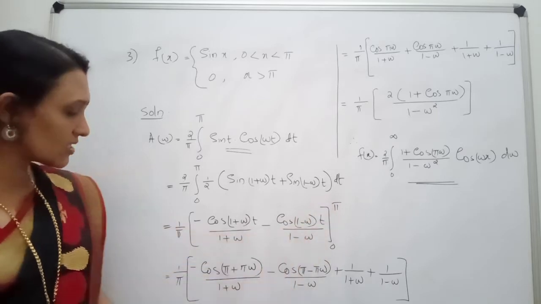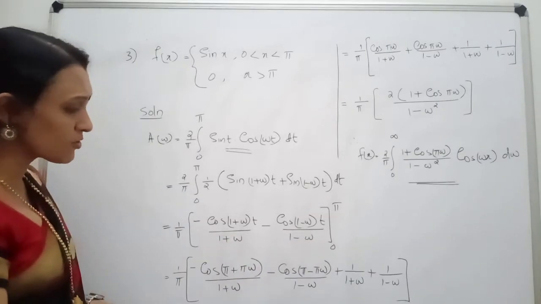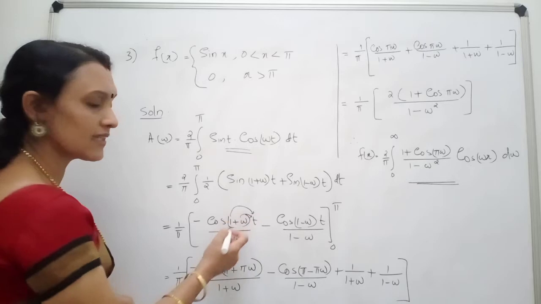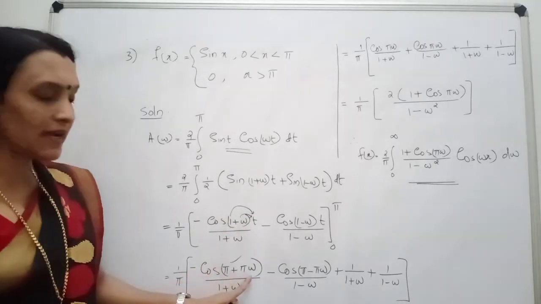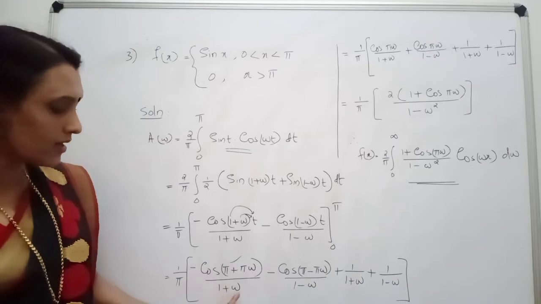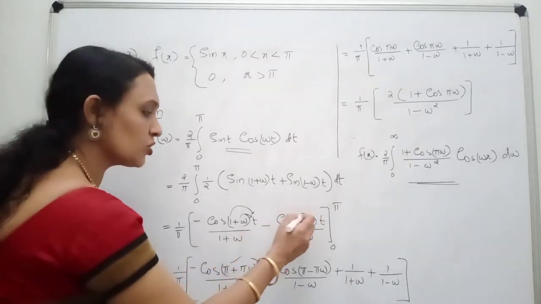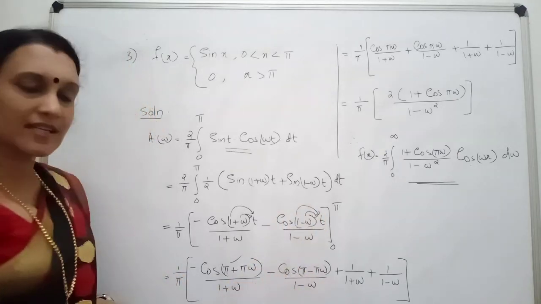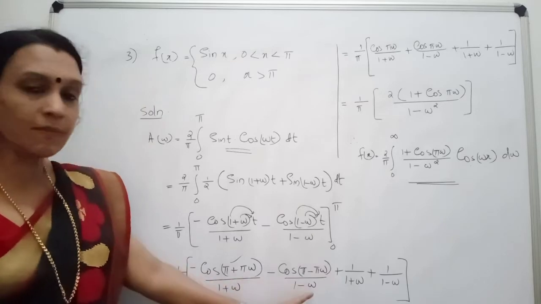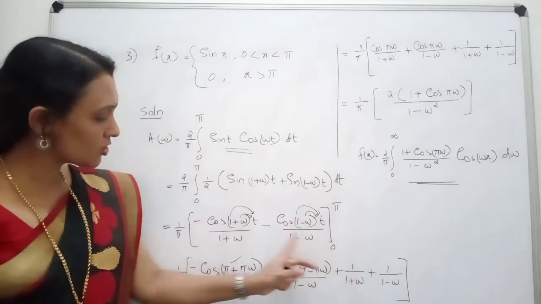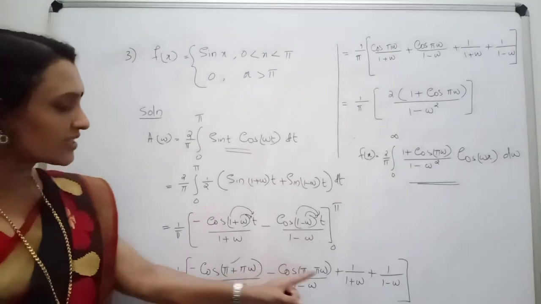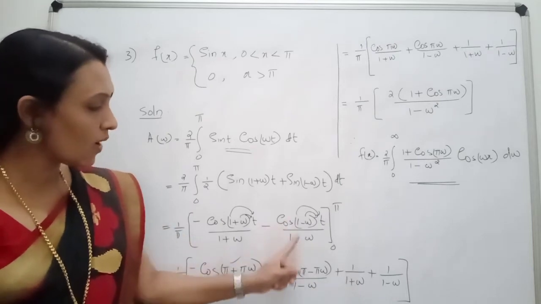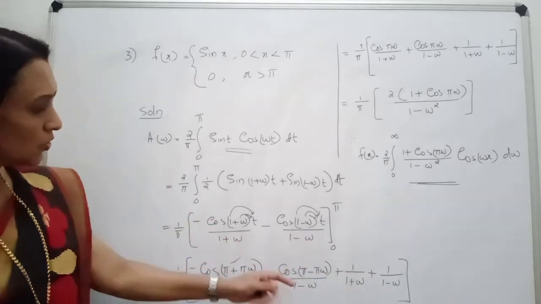So, on substituting the upper limit for the variable t, it is cos of 1 into pi, it is cos of pi plus pi omega, isn't it? So, that I wrote here: cos of pi plus pi omega divided by 1 plus omega minus cos, again on substituting t is equal to pi, cos of pi minus pi omega divided by 1 minus omega. This is on putting the upper limit minus the lower limit. Lower limit you put t is equal to 0. So, minus of minus, it is plus 1 by 1 plus omega, and again minus of minus, it is plus 1 by 1 minus omega. Okay. So, you do simplification.